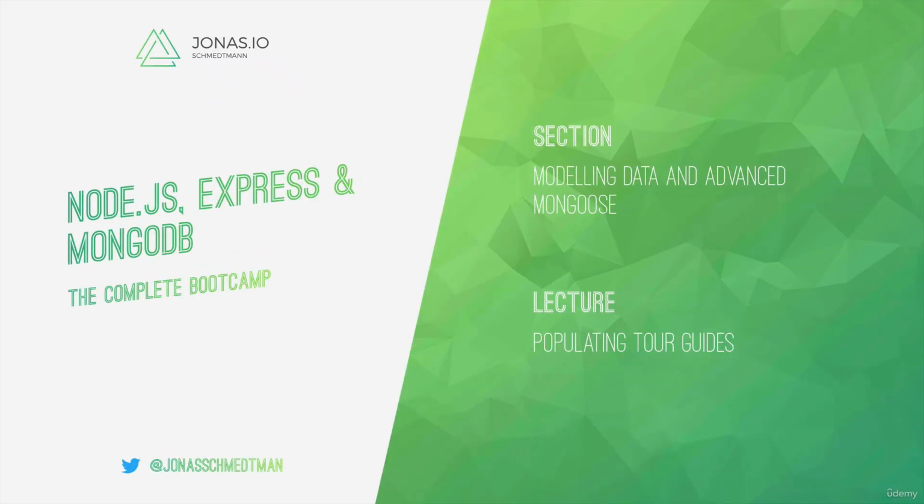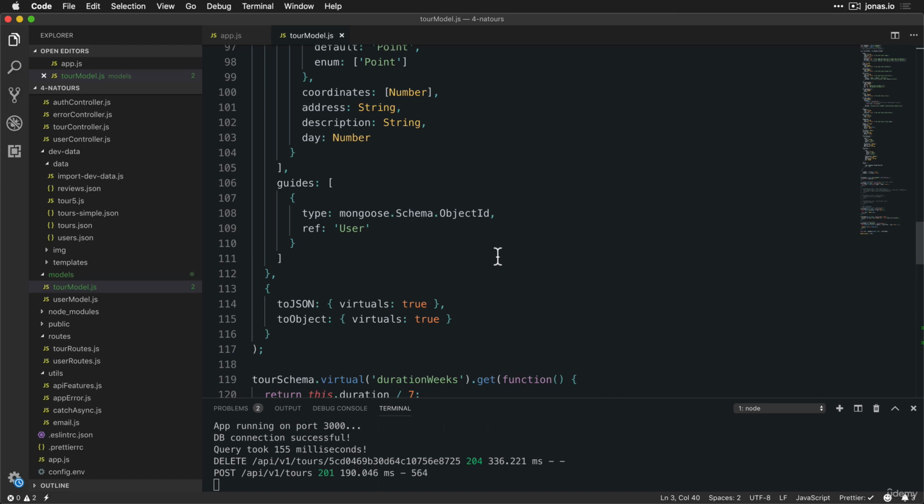Let's now use a process called populate in order to actually get access to the referenced tour guides whenever we query for a certain tour. So in the last video, we created a reference to the user here in this guides field in our tour model. And now we're going to use populate in order to basically replace the fields that we referenced with the actual related data. And the result of that will look as if the data has always been embedded, when in fact, as we know, it is in a completely different collection, okay?